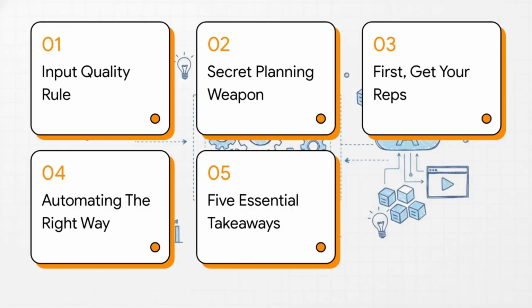We're going to cover 5 key steps. First, the one rule you have to know about input quality. Then, your secret weapon for planning. After that, why you need to get your reps in. Then, how to automate the right way. And finally, we'll wrap up with 5 essential takeaways you can use immediately.